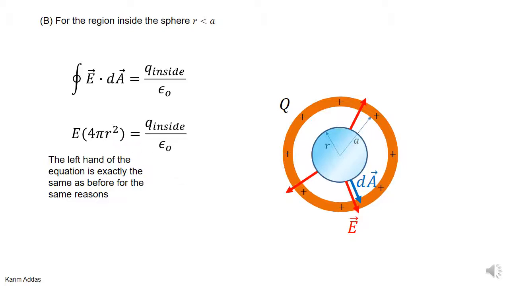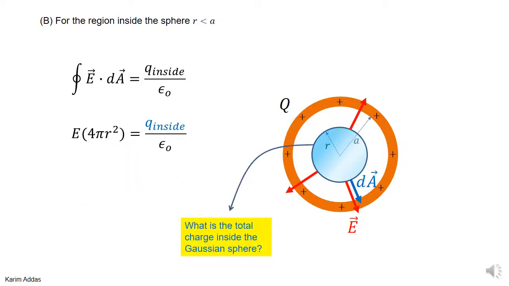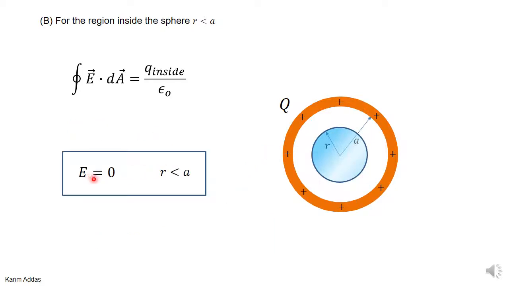Okay, but what about the right-hand side? What is the total charge inside this Gaussian surface? As you see in the drawing, there's no charge inside the Gaussian surface. So that means that Q inside is 0. If you plug Q inside as 0 over here, we get that E times a finite value is 0. It means that the electric field is exactly equal to 0 when r is less than a.